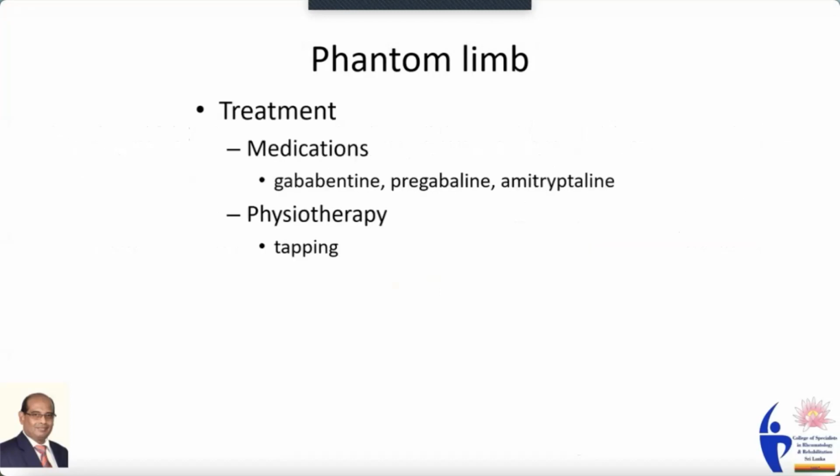Medications can be given for this, gabapentin, pregabalin, amitriptyline, and also physiotherapy techniques like tapping on the stump, which gives the brain an indication that there is nothing below that, which seems to be helpful in the treatment of phantom pain.